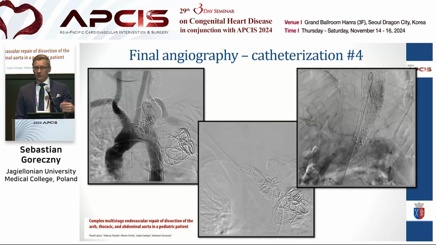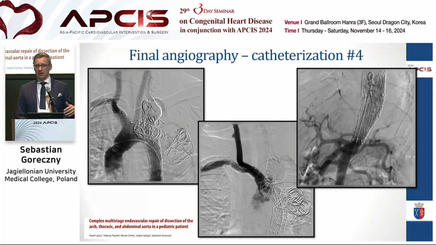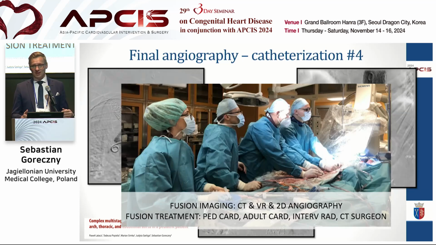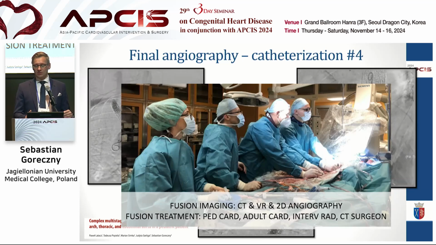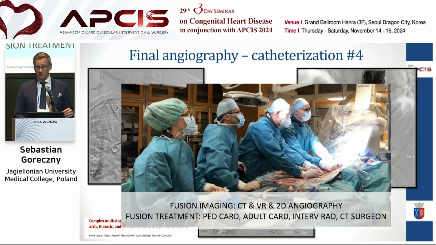So when you think of fusion, you can see CTs, MRIs overlaid in a cath lab, but you can also fuse CTs, virtual reality, with 2D imaging. You can fuse experience and skills from different teams. At this table, we had a pediatric cardiologist, adult cardiologist, interventional radiologist, and surgeon. So that's another example of fusion of specialties.